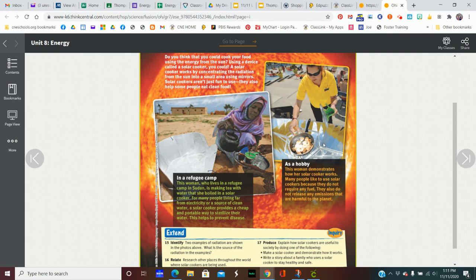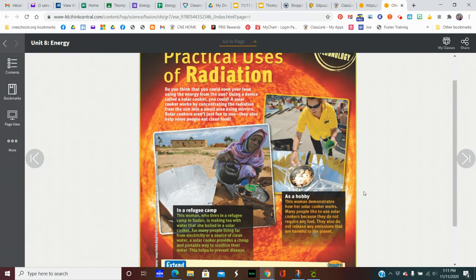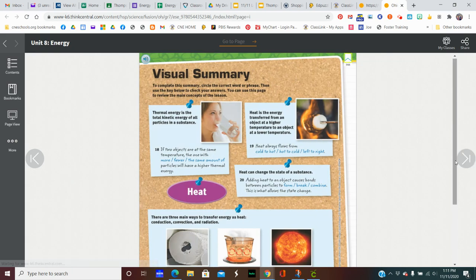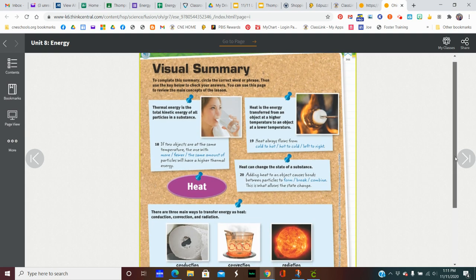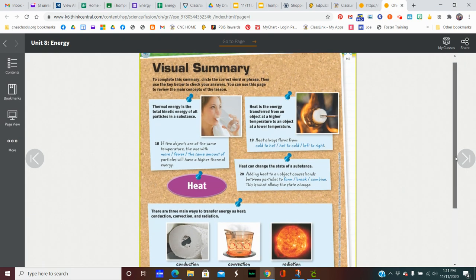And then over here, here's a woman that's using a solar cooker as a hobby. This woman demonstrates how her solar cooker works. Many people like to use solar cookers because they do not require any fuel. They also do not release any emissions that are harmful to the planet. So just some cool real life examples of using those solar cookers. All right, so now what we're going to do is go ahead and answer these questions here.